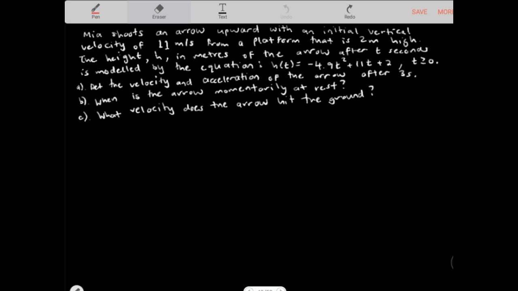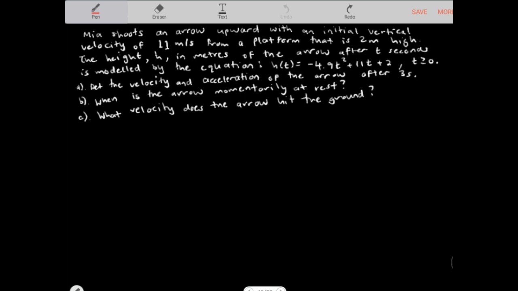The height h in meters of the arrow after t seconds is modeled by the equation h(t) = -4.9t² + 11t + 2, where t has to be greater than or equal to 0. Determine the velocity and acceleration of the arrow after 3 seconds. When is the arrow momentarily at rest, and what velocity does the arrow hit the ground?